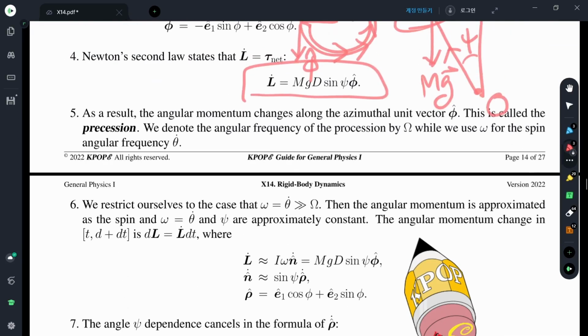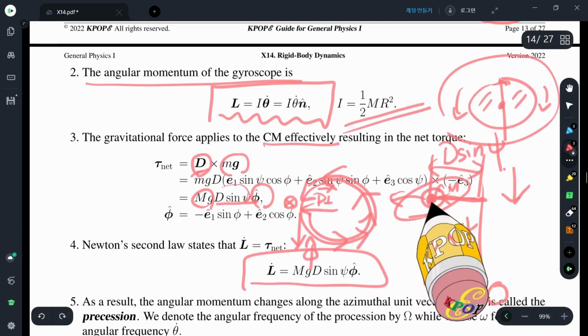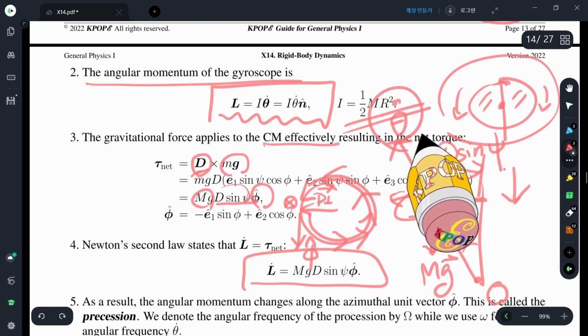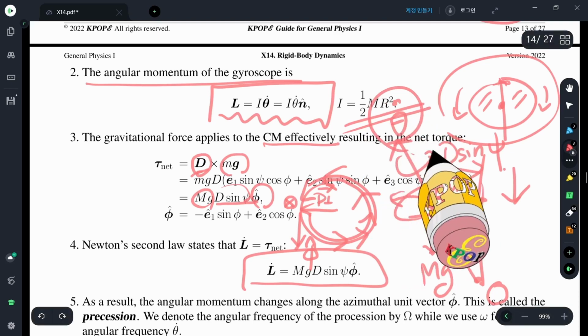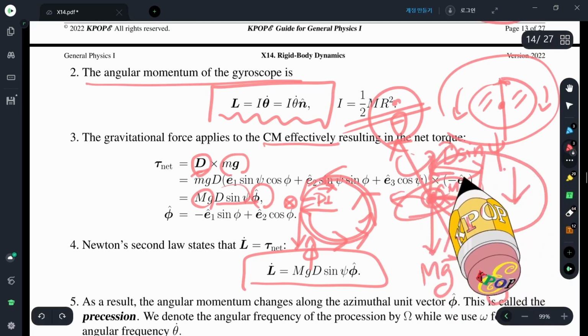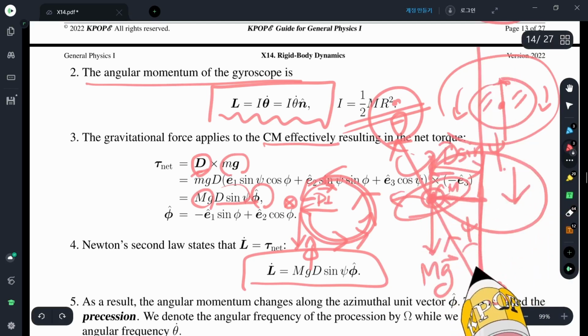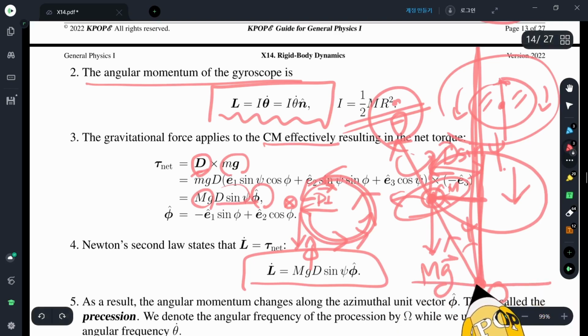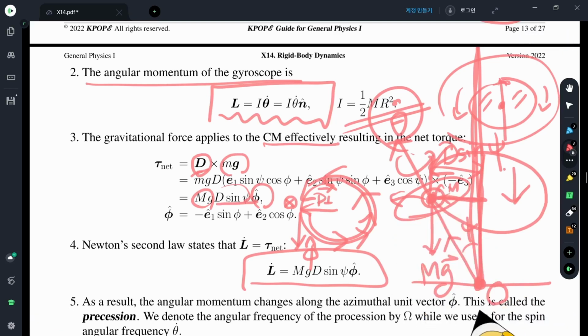Using this fact, even though theta dot is approximately constant, spinning constant, however, it makes the macroscopic rotation about a different axis. That is the axis. This axis is parallel to the gravitational force, and that line extends from the origin, the bottom of the gyroscope.